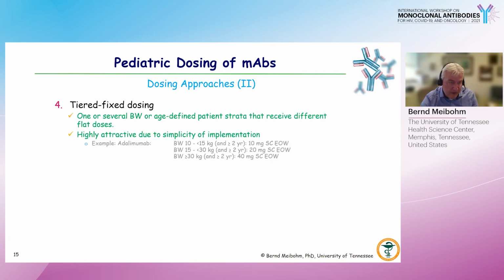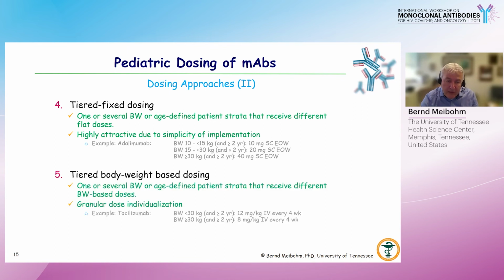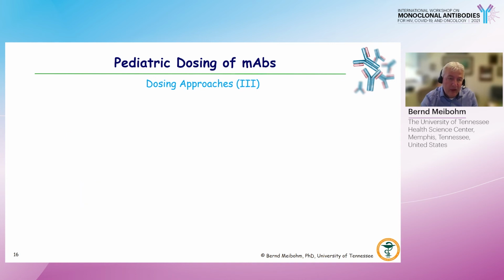The dosing approaches include tiered fixed dosing, where one of several body weight or age-defined patient strata receive different flat doses. This is highly attractive due to its simplicity of implementation, shown here with an example for adalimumab. A more granular individualization would be a similar approach where now a tiered body weight-based dosing is given. So rather than flat doses in each stratum, a body weight adjusted dose, as shown here for tocilizumab, is used.